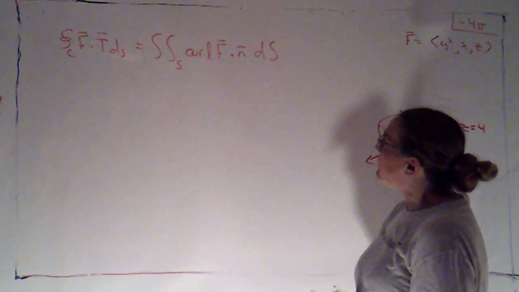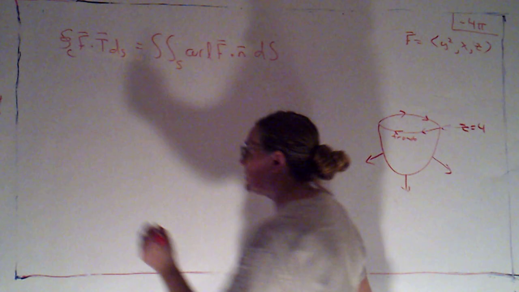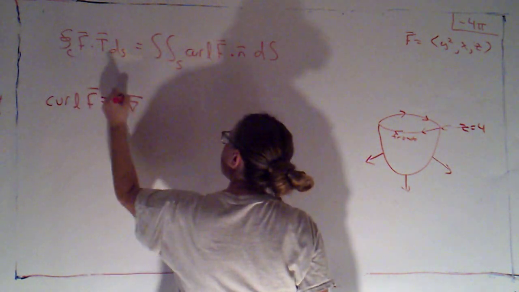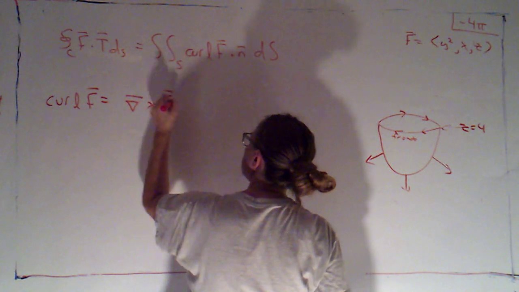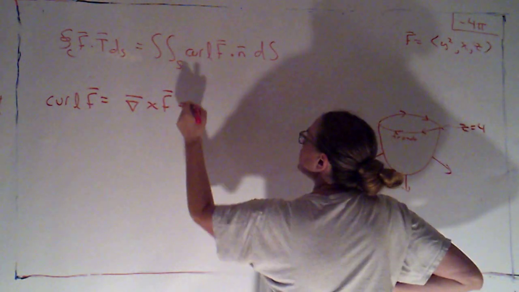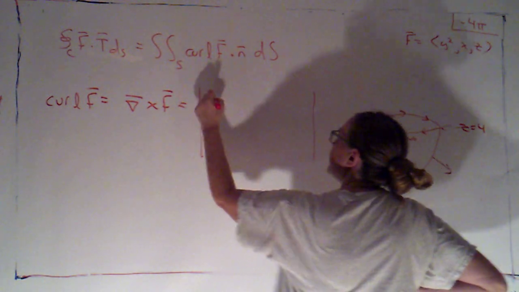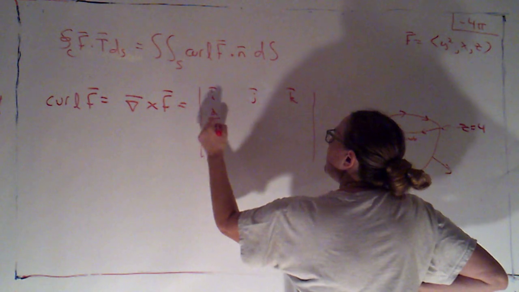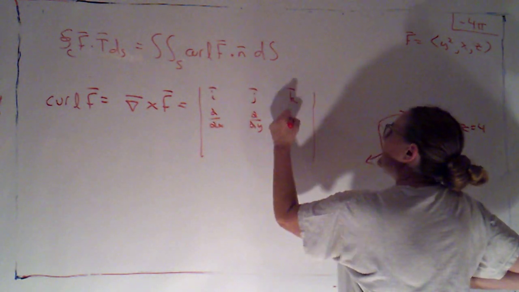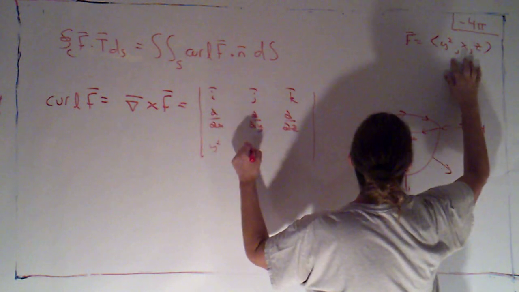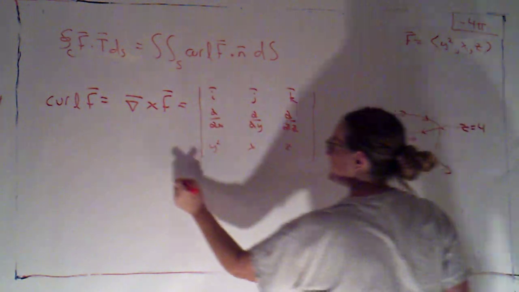Okay. So if we're going to do that, I'm going to need to know what curl of f is. So let's calculate that. So curl of f is del crossed with f. Okay. And so that's going to be the symbolic determinant, i, j, k, partial x, partial y, partial z. And then I just write the component functions, y squared, x, z.